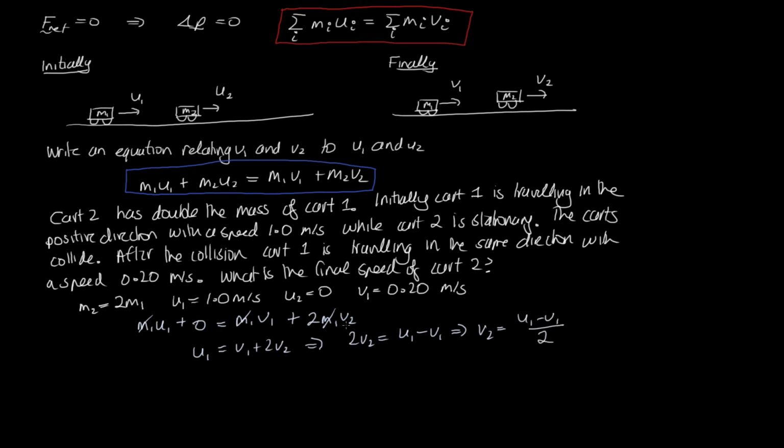So now I can substitute in and solve this. v2 is equal to u1, which was 1, minus v1, which is 0.20, divided by 2. So that is equal to 0.40 meters per second. And this is positive, so it's in the same direction as cart 1.